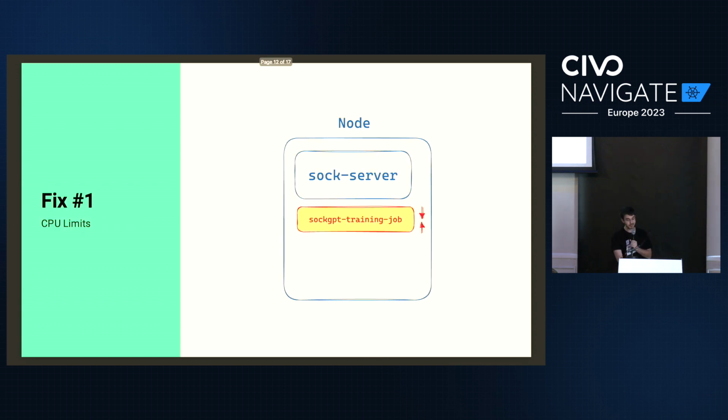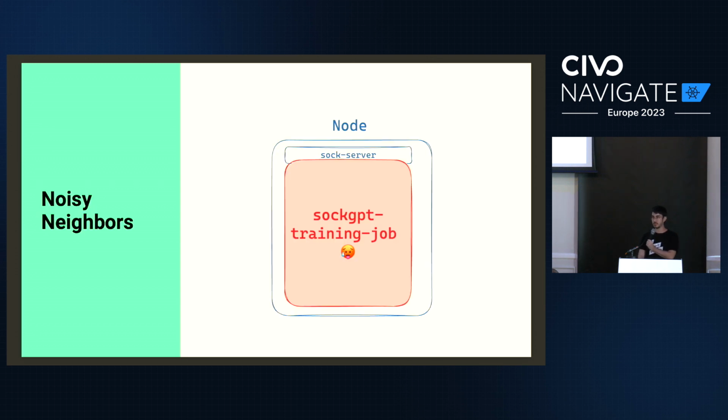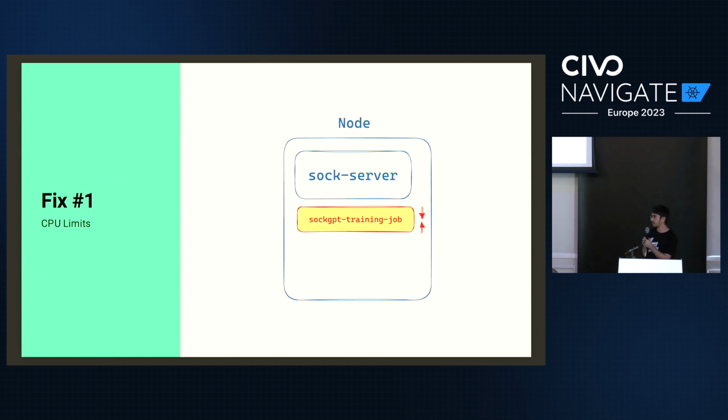So option number 1, and what most people do, is they look in the Kubernetes documentation, and there's a feature there called CPU limits, and they do the natural thing, and they say, okay, well, this SockGPT training job is taking up all the CPU, so let's stop it from using up all the CPU. So what we do is we put on a CPU limit, and we're saying this SockGPT training job is now constrained, and it cannot use, let's say, more than 1 CPU. And this does not solve the problem.